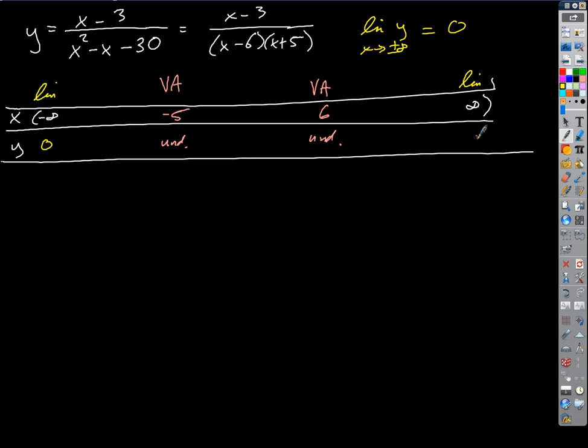The limit as we approach positive infinity is 0. So we can see we got a horizontal asymptote there, right? That just shows up on the table. Okay? All right, so we got a lot of stuff without really doing any calculus.